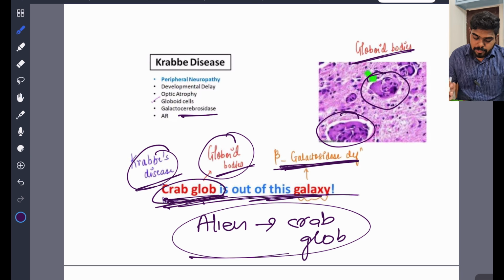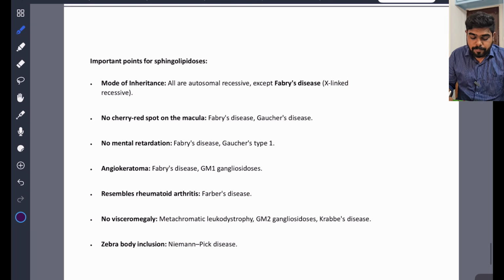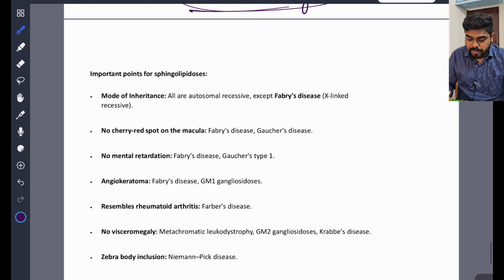I only made. So Krabbe is out of the galaxy. That is also important. Globoid body is Krabbe's disease. This is very important. Okay, now we are going to summarize this.